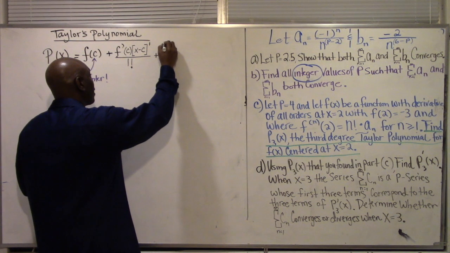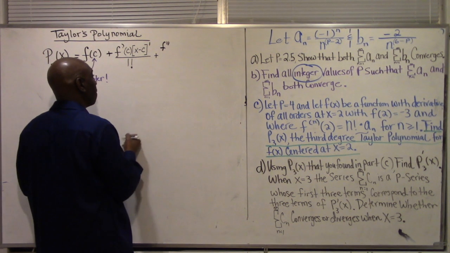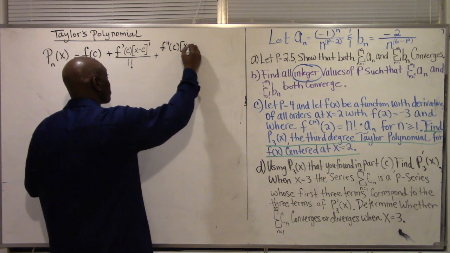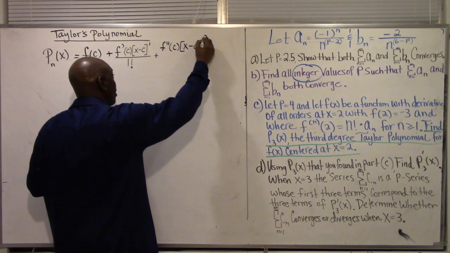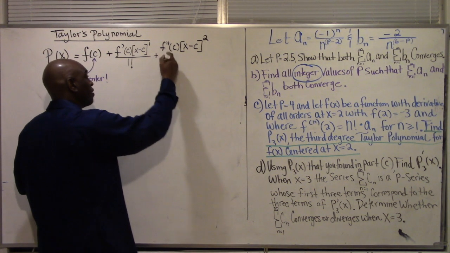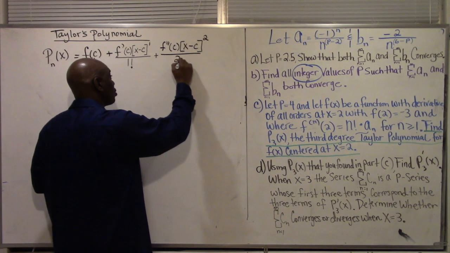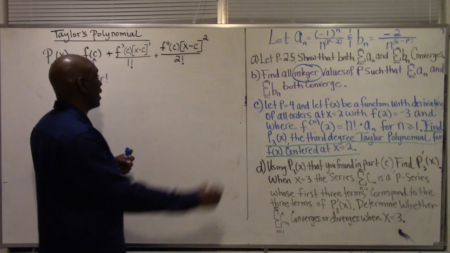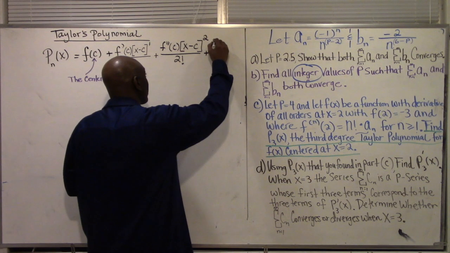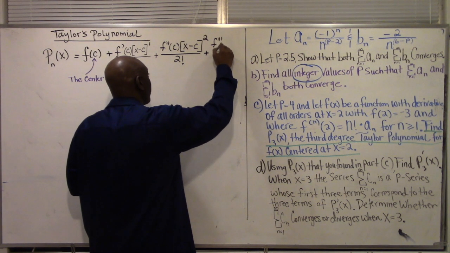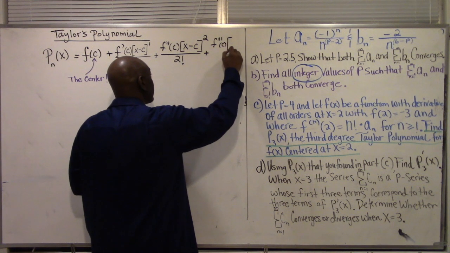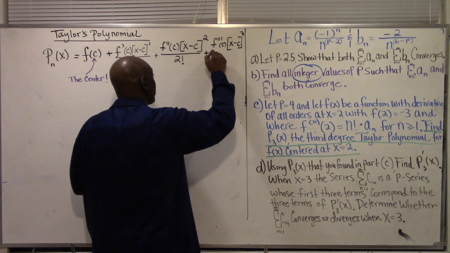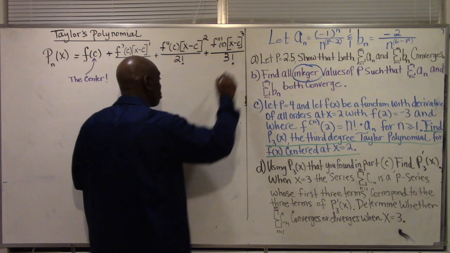Plus f double prime evaluated at c times x minus c squared, the second derivative, all divided by 2 factorial. Okay, you starting to see how it goes? Let's go again. Plus f triple prime of c times x minus c quantity cubed all over 3 factorial.